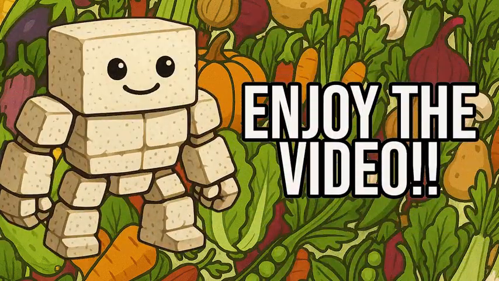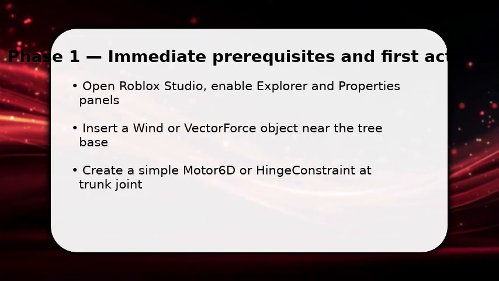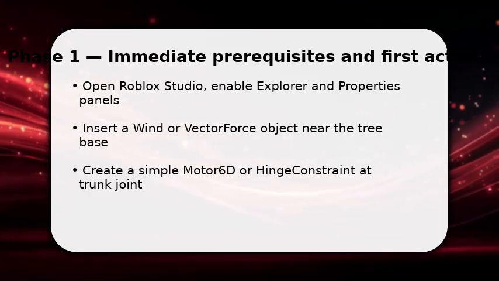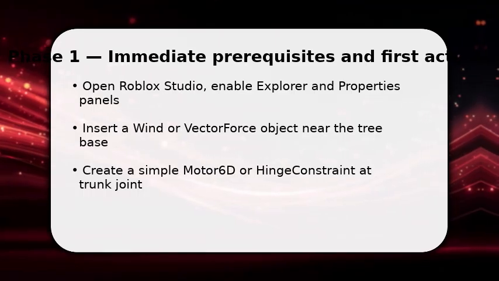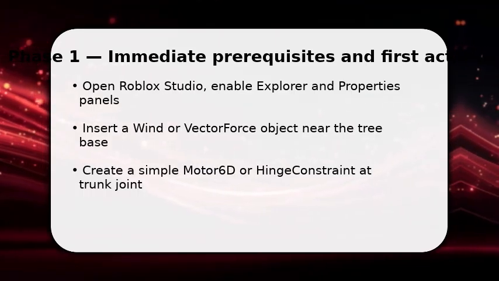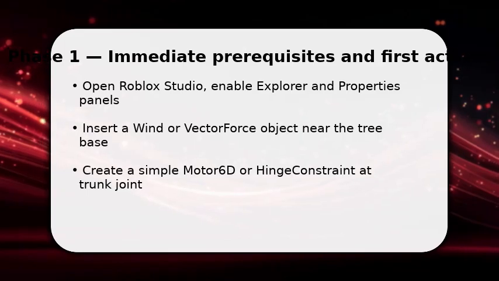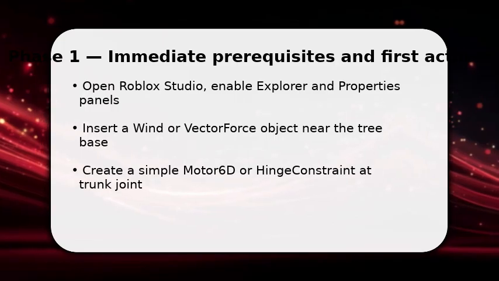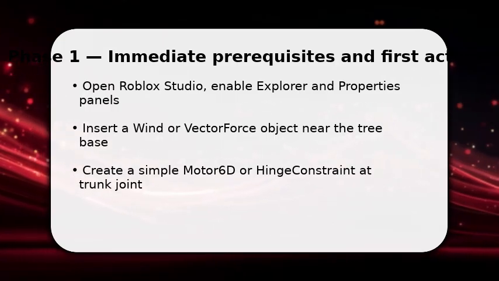Please enjoy the video. You start by prepping the scene. Open Roblox Studio, make sure Explorer and Properties are visible, and select the tree model you will animate. Once selected, add a Motor6D or hinge constraint at the trunk joint to give rotational movement, and place a vector force or wind object nearby to simulate directional push.